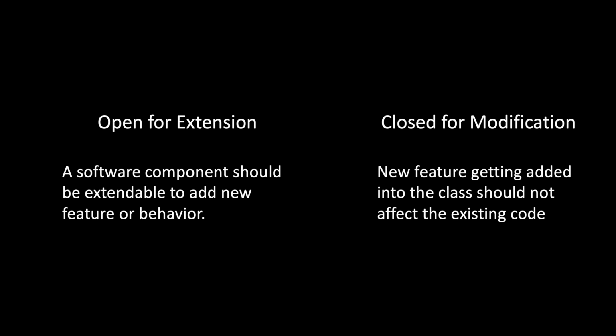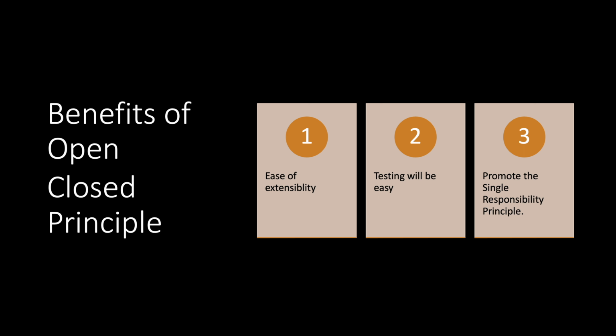So with open for extension, we mean that a software component should be extendable to add a new feature or new behavior. And closed for modification means that a new feature which we are adding should not affect or change any existing behavior or code. If we are modifying an existing class just to have a new feature, then we are not following the open close principle.